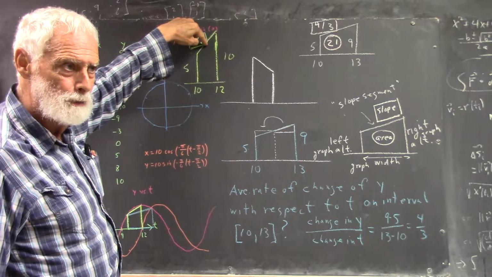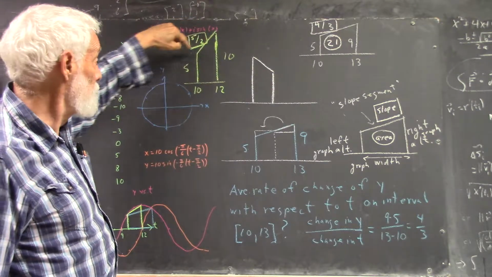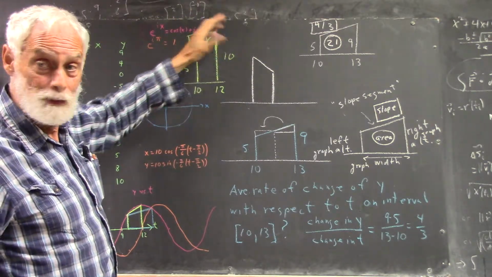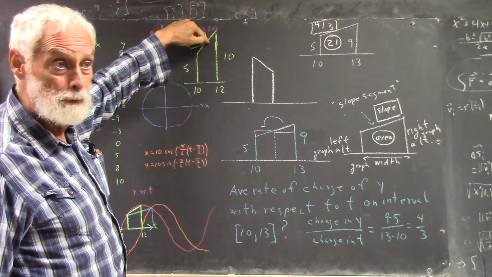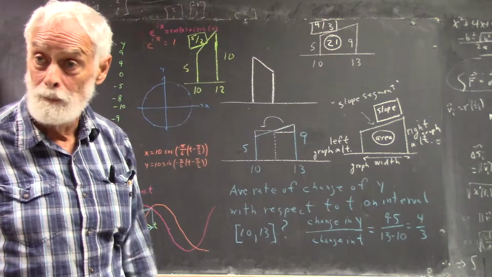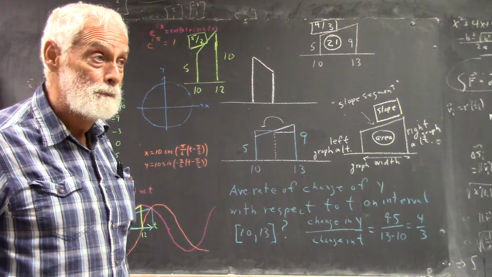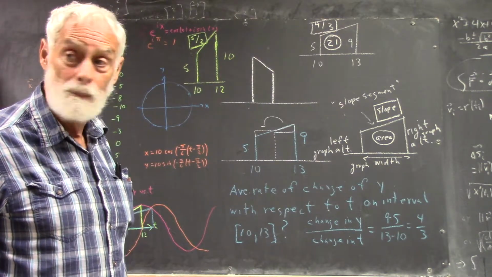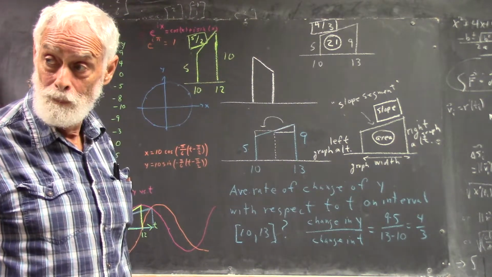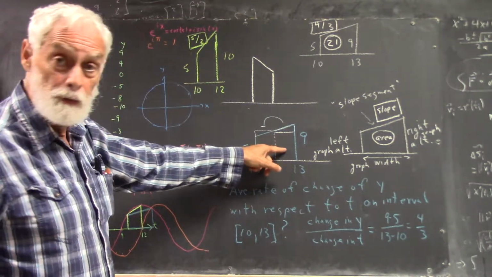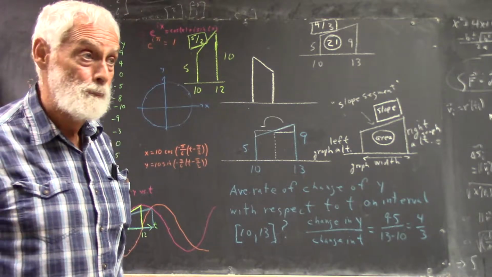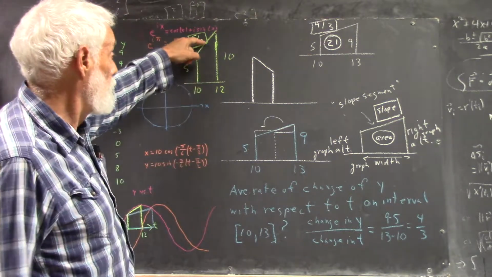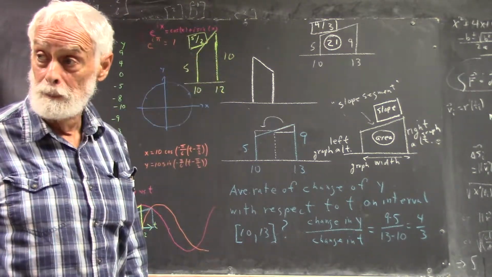7.5. That's the height. The height has to be between 5 and 10, right? Since this is a straight line that goes from height 5 to height 10, it's halfway between 5 and 10. What's halfway between 5 and 10? 7.5, right? Okay? So you want to have this image of how you rearrange a trapezoid into a rectangle, and then you can always figure out how high that rectangle is going to be.